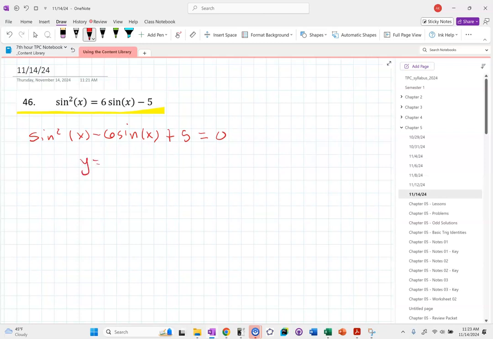And then if we pretend that sine x is really just a y, it looks like that, right? So to solve this quadratic, I notice this one is factorable, so I would choose to do that over the quadratic formula if I can see it's easily factorable. Two things that multiply to give me positive 5, and then add to give me negative 6 are negative 1 and negative 5.